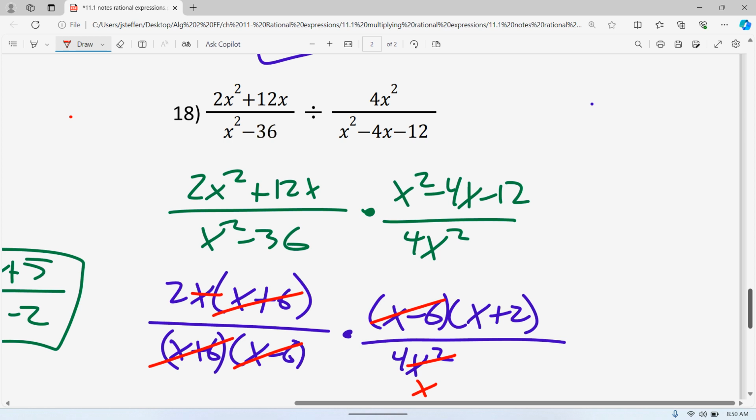2 over 4 is like a normal fraction. 2 divided by 2 is 1, so it cancels. 4 divided by 2 is 2. Everything canceled in the numerator except for the x plus 2. In the denominator, everything canceled besides the 2x.